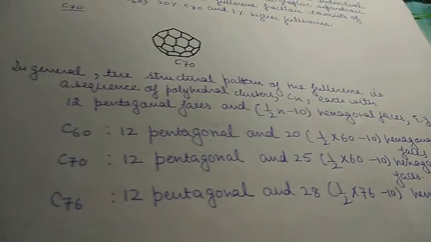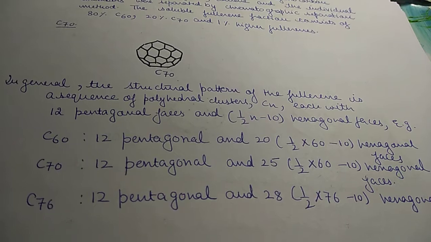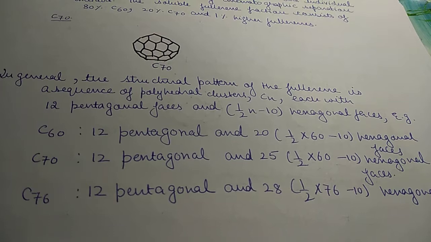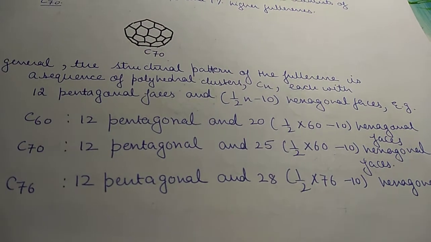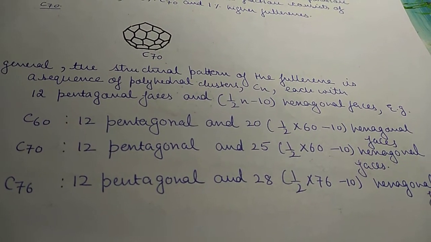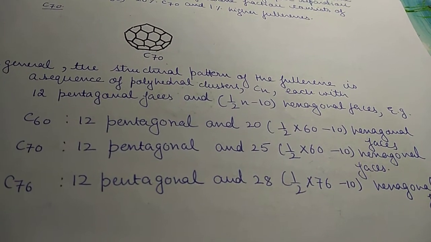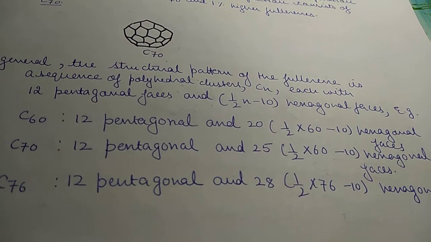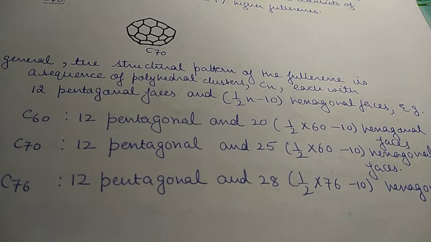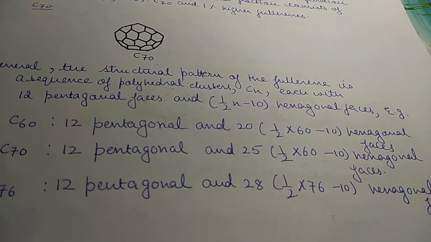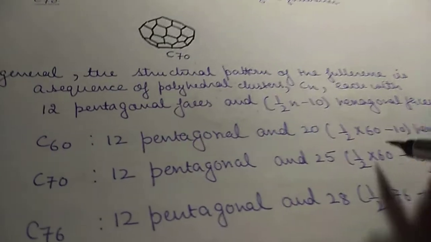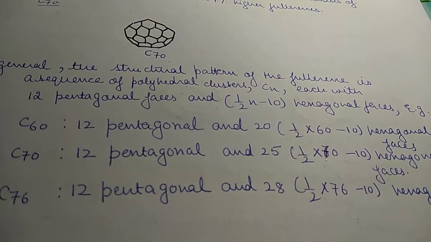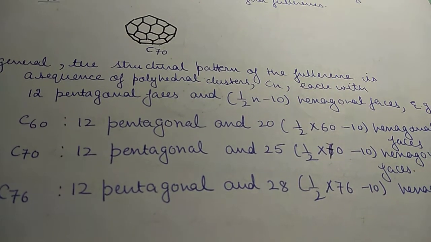Pentagons are fixed, 12 pentagons are there, but how will we find how many hexagons there are? So this is the formula 1/2n minus 10. Like C60, it has 12 pentagonal faces and 20. How did 20 come? 1/2 into 60 minus 10 means 20 hexagonal faces. C70 has 12 pentagonal and 25 hexagonal faces because here n is 70. So 1/2 into 70 minus 10, 35 minus 10, 25.